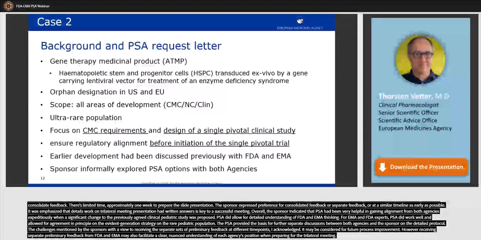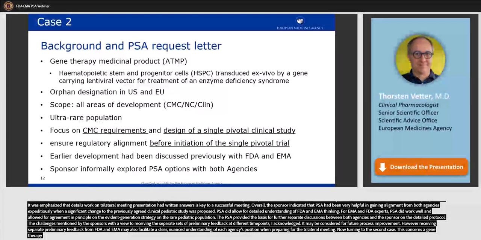Now turning to the second case. This concerned a gene therapy medicinal product, an ATMP, consisting of hematopoietic stem and progenitor cells transduced ex vivo by a gene-carrying lentiviral vector for the treatment of an enzyme deficiency syndrome. This product had an orphan designation in the US and the EU.